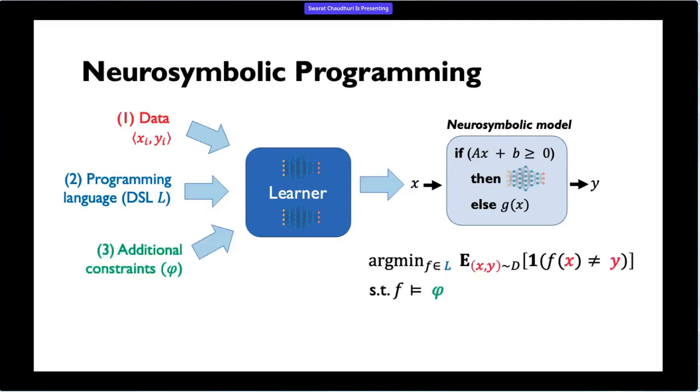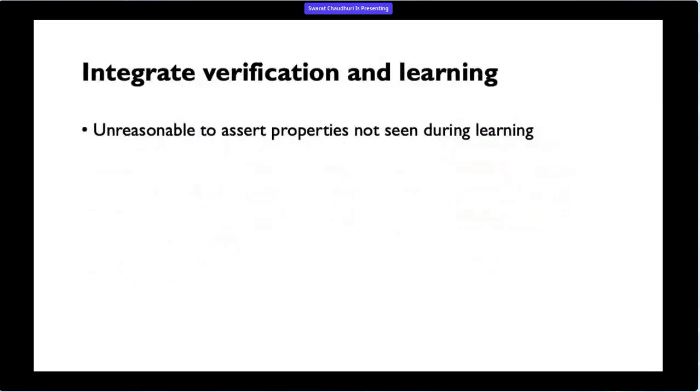And so just to go back to that picture, we had this as the problem statement that we are now also allowing an extra input, which are these additional constraints. And then when we are solving the optimization problem that's learning, I have this constraint that I want to satisfy this property.